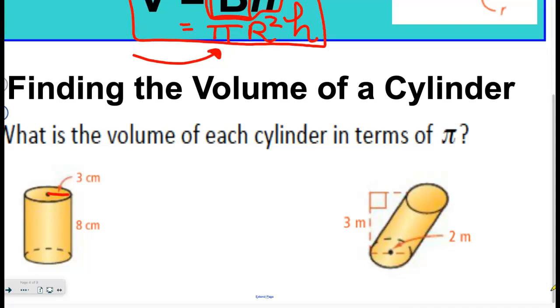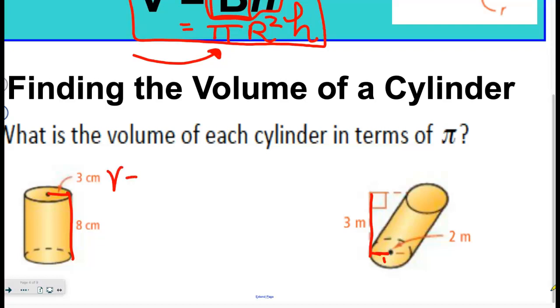There it is right there, it's 3. Over here they tried to hide it by saying the whole way across was 2, but you're just going to cut it in half. Right? They can't hide the height on you either. On this one it's 8, and on this one it's 3. So you're never missing ingredients for cylinders.